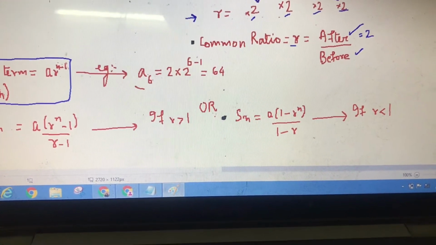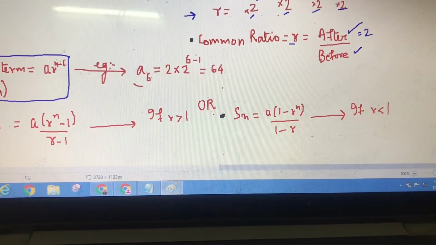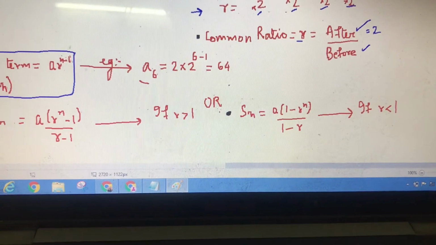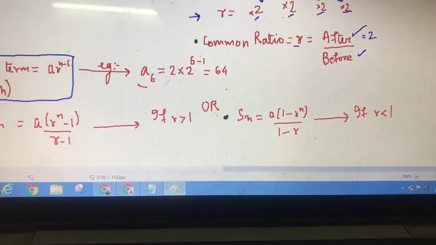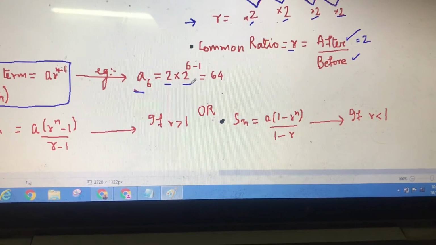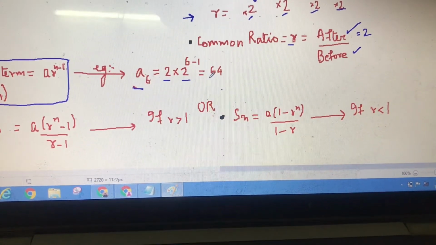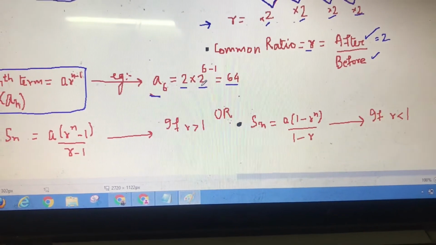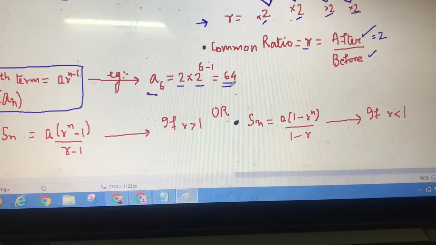For example, you want to find the 6th term of this same series, 2, 4, 8, 16, 32. We know the 6th term has to be 64, right? Let us check. Now the 6th term is equal to the first term a into the common ratio r raised to power n minus 1. So this is 2 into 2 raised to power 6 minus 1. 2 raised to power 5 is 32, into 2 is 64. So it is proved.